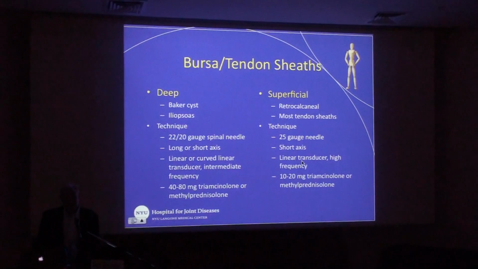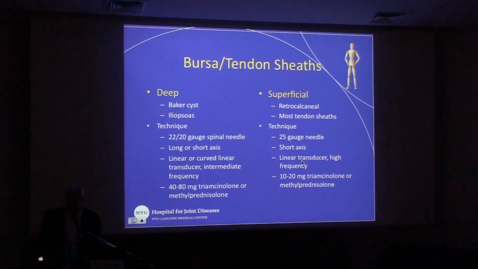Bursae are another thing that are very amenable to ultrasound guidance, because after all they're fluid collections, and we see fluid very well in ultrasound. I like to distinguish between what I call deep bursae and superficial bursae. The deep bursae, of course, are things like Baker's cyst and iliopsoas bursa, whereas the superficial bursae we saw an example of before. That was the retrocalcaneal bursa, or most tendon sheaths, because particularly in the hand and wrist and foot and ankle, they're very close to the skin surface.